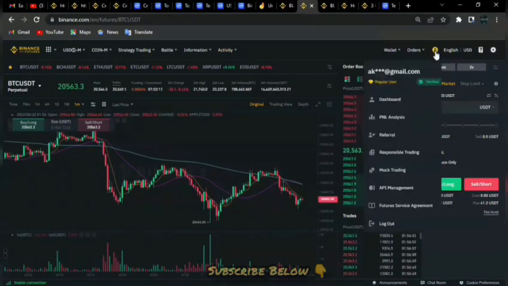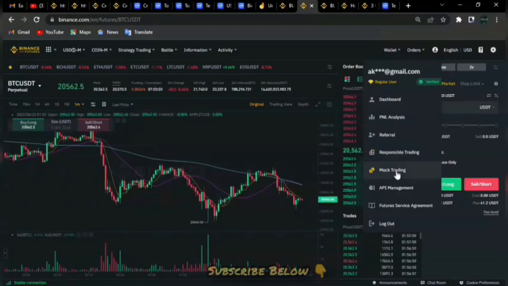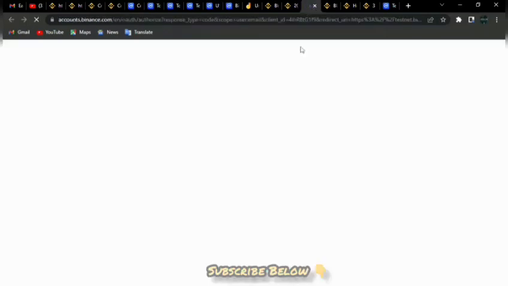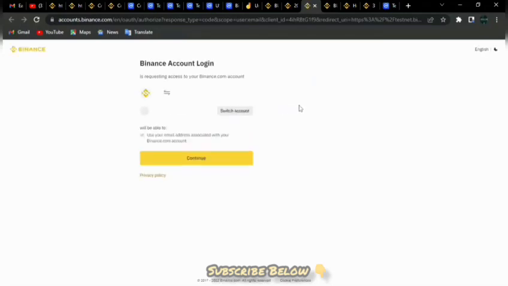Now also you want to know that when you click on this top profile icon, you get access to the mock trading platform, where you can use a demo account that gives you an opportunity to trade futures. As a new user, you don't want to invest your assets immediately. You want to start with mock trading. You click on it, and it's going to take you directly to the mock trading platform, where you get an opportunity to use a cash reserve and start trading.